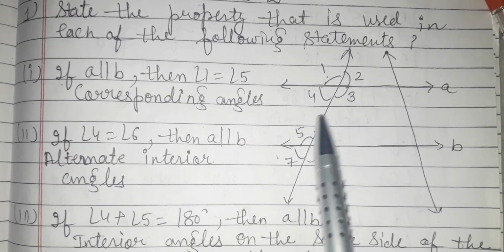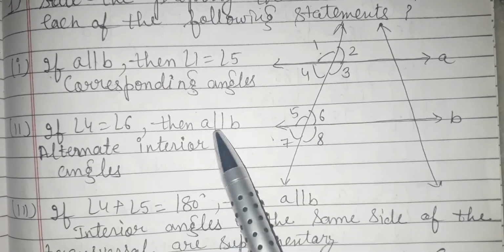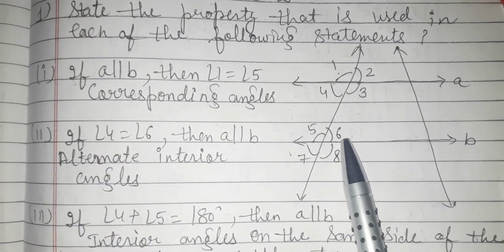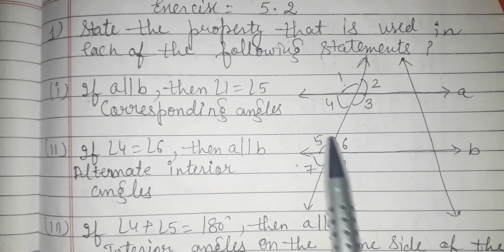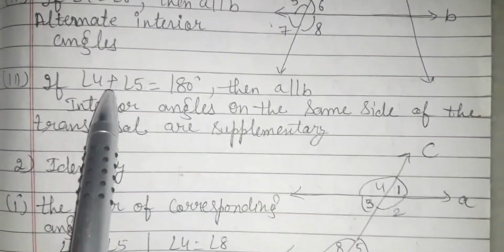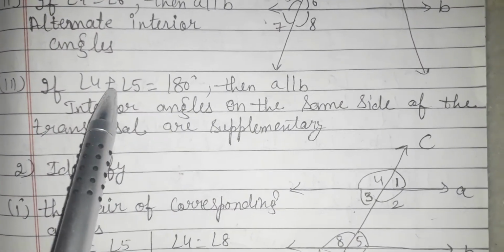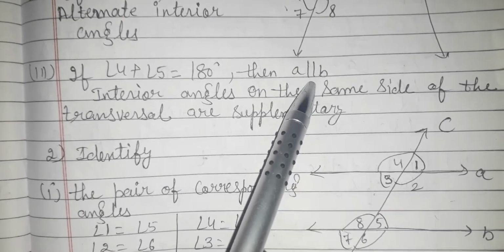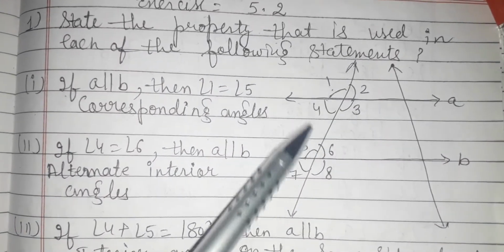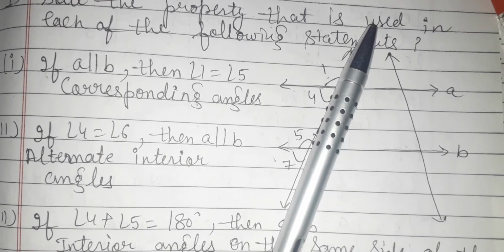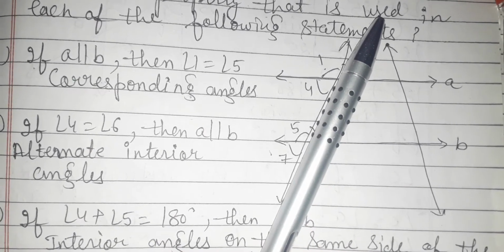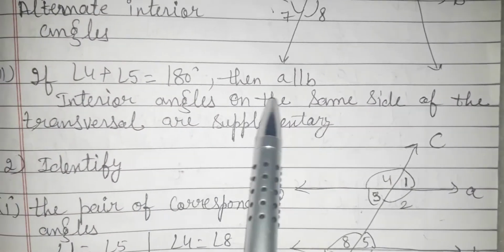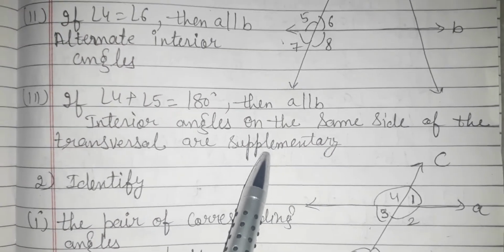Next is, if angle 4 and angle 6 are equal, then line A and B are parallel. Yes, 4 and 6 are alternate angles. The alternate angles property holds only for parallel lines. It means these two lines are parallel. If the sum of angle 4 plus angle 5 is 180, then line A and B are parallel. Look at this figure. Angles 4 and 5 are on the same side of the transversal, and angles on the same side of the transversal will always be supplementary. It means these two lines are parallel. This is one of the properties of parallel lines also.